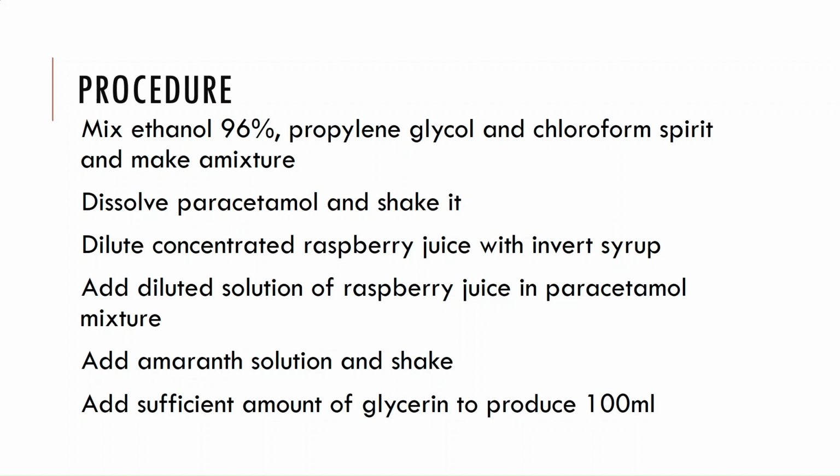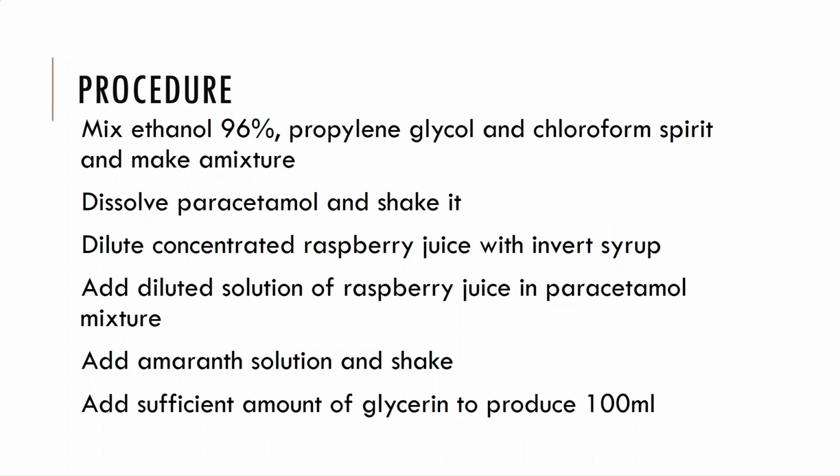So we dilute it with our invert syrup. After we have done that, we add the diluted solution of raspberry juice to the paracetamol mixture. Okay, after we have diluted or mixed them, mixing the paracetamol that we already mixed in ethanol, propylene glycol, and chloroform, we now put the juice and dilute the juice with invert syrup. Like I said, how we pronounce some of these things is based on our mother tongue. Here I can say juice, I don't know, based on how you pronounce it, guys, but focus on the spelling.